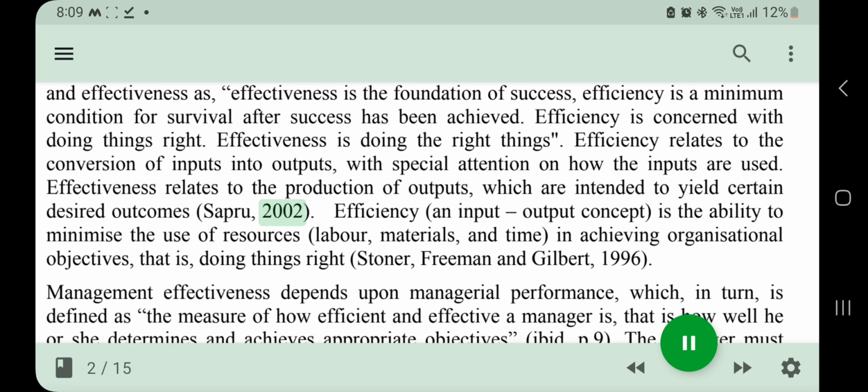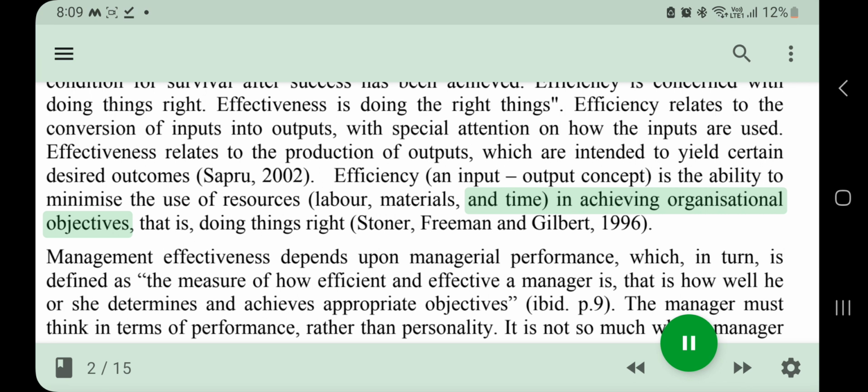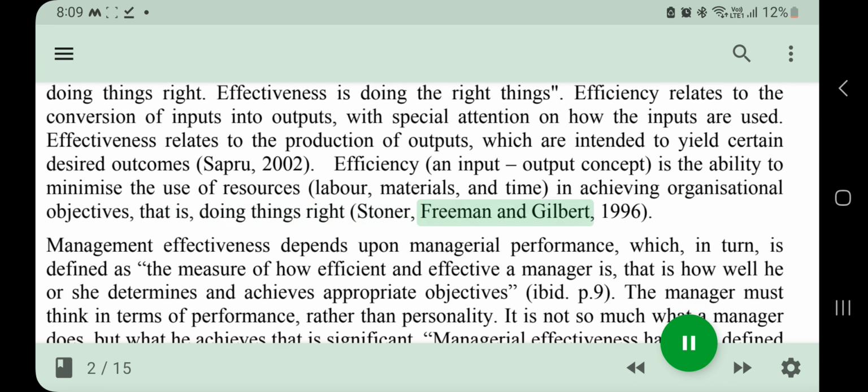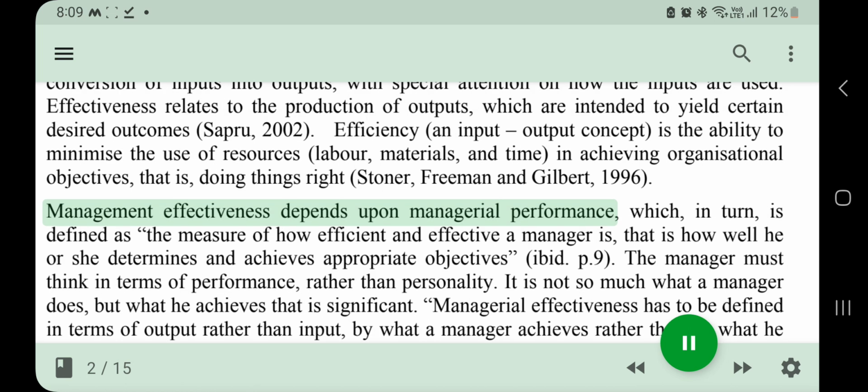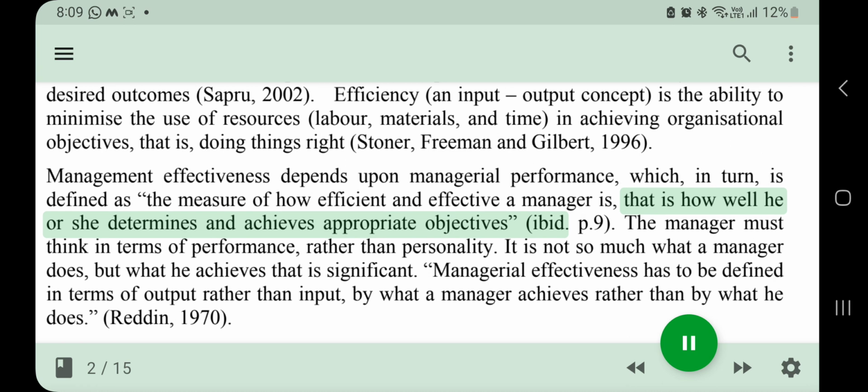Sapru, 2002. Efficiency, an input-output concept, is the ability to minimize the use of resources, labor, materials, and time, in achieving organizational objectives, that is, doing things right. Stoner, Freeman and Gilbert, 1996. Management effectiveness depends upon managerial performance, which, in turn, is defined as the measure of how efficient and effective a manager is, that is, how well he or she determines and achieves appropriate objectives.